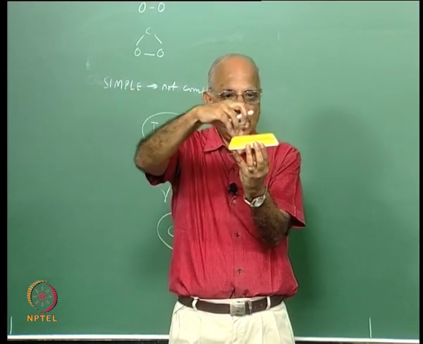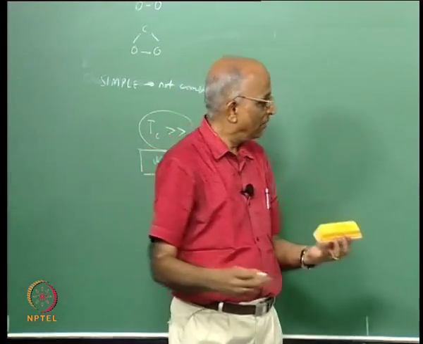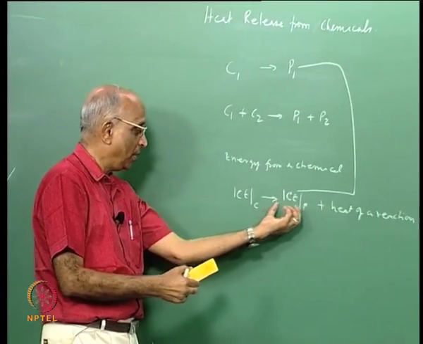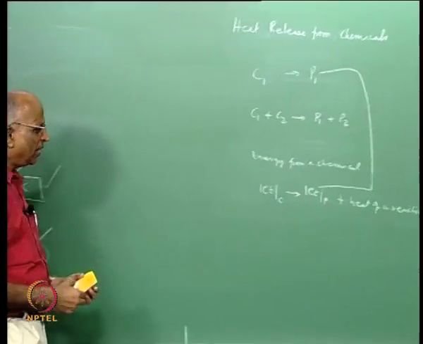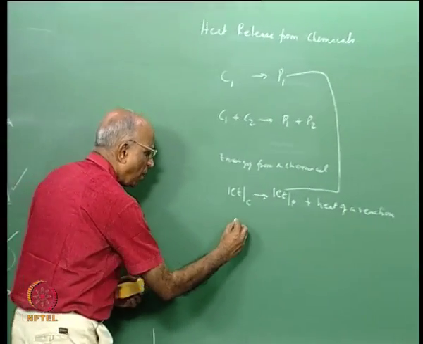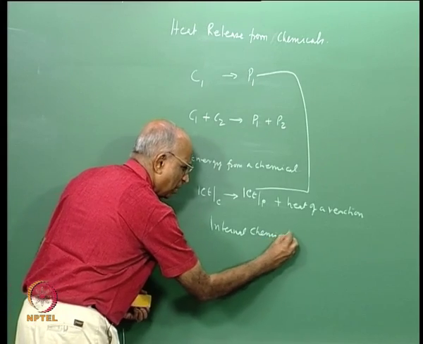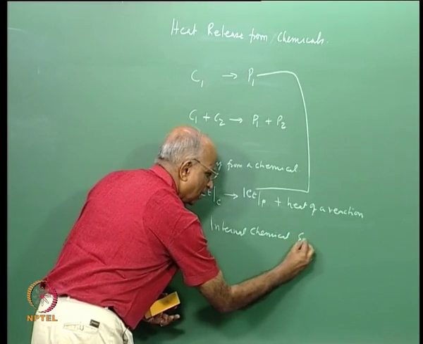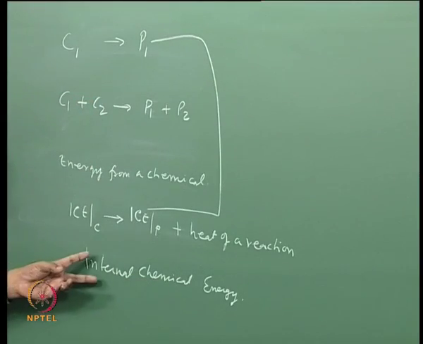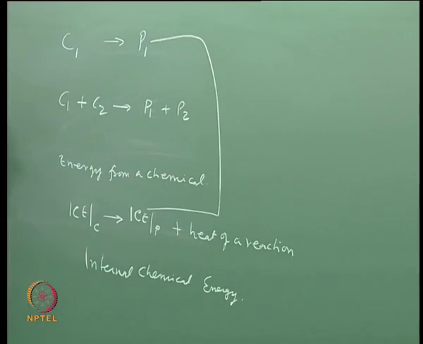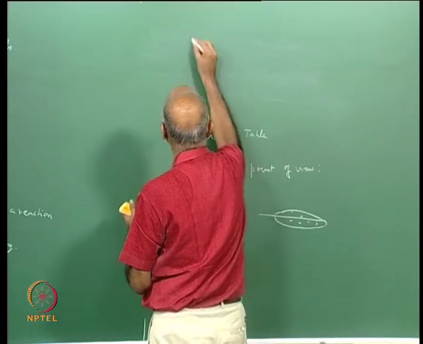If the energy which is available here is more than the energy of the final thing, where does the energy go? Energy cannot get destroyed. It manifests itself as heat, and that is the heat of a reaction. Therefore, basically I need to find out the internal chemical energy, the energy available with the chemical, which I call internal chemical energy. The word given to describe this internal chemical energy, which all of you know very well, is what we call heat of formation.